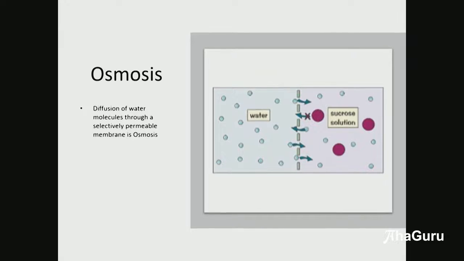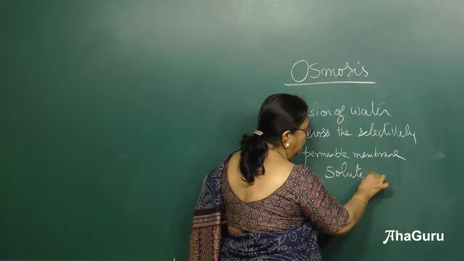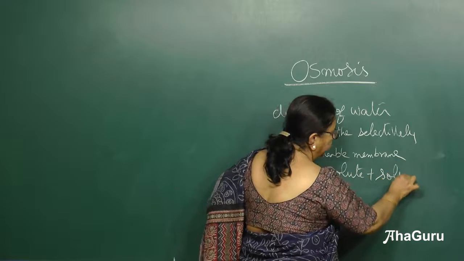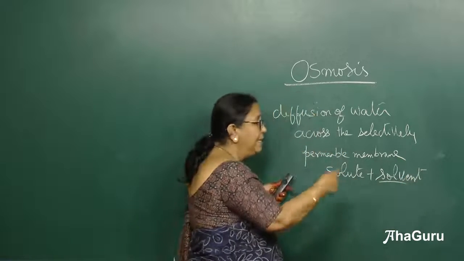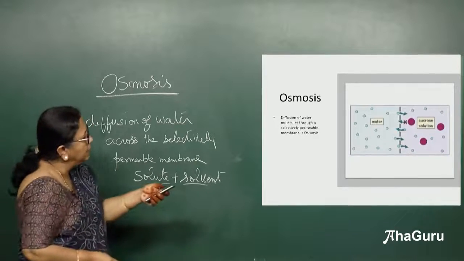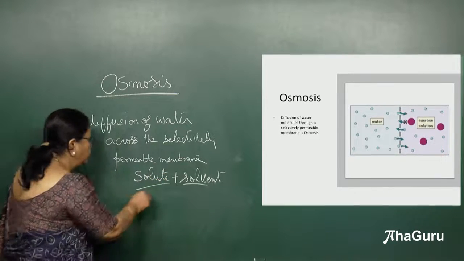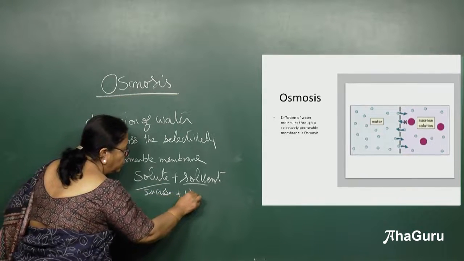And if you see, on the other side, compartment B has a solution. It is not pure water. What do you mean by solution? Solution has two parts to it, right? One is solute, the other one is solvent. The solvent is the liquid part, the water. The solute, in this case, is sucrose. So sucrose plus water is sucrose solution.